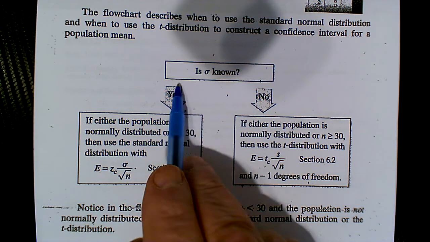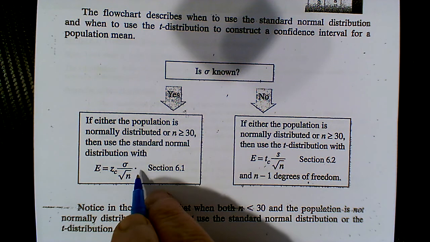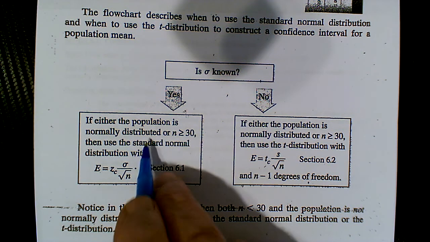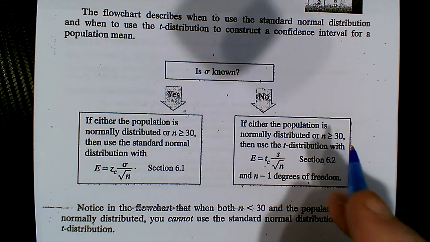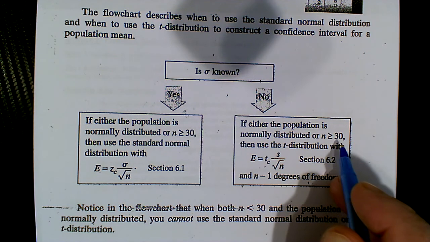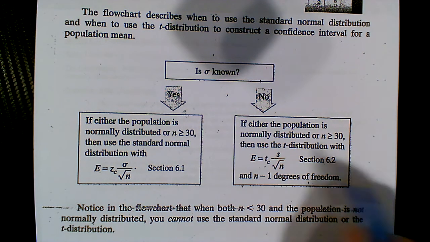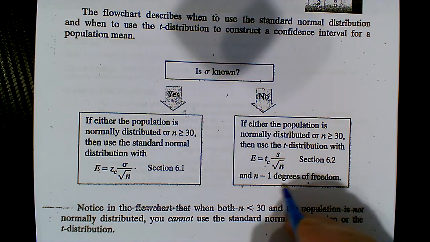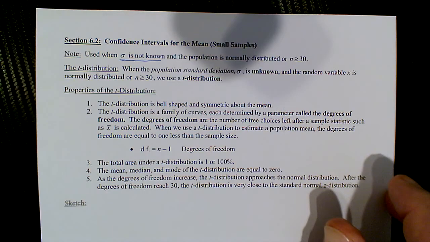You can look at the one in the new book if you like. But basically, it's based on do you know sigma. If you know sigma, typically it's going to be z, as long as the population is normally distributed or n is greater than or equal to 30. If you don't know sigma, then the population has to be normally distributed or n has to be greater than or equal to 30 as well. And then we're going to use t. And notice there's what we call degrees of freedom. So use that chart to determine z or t.